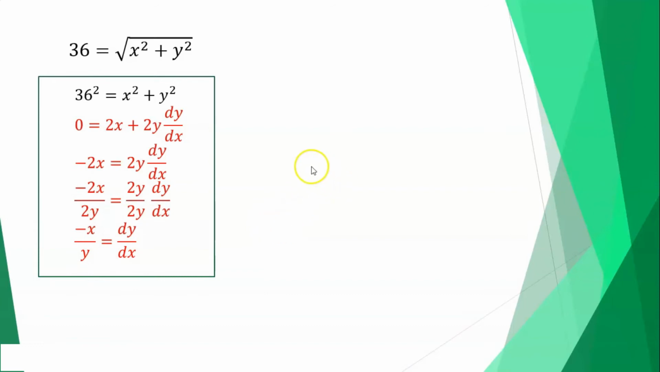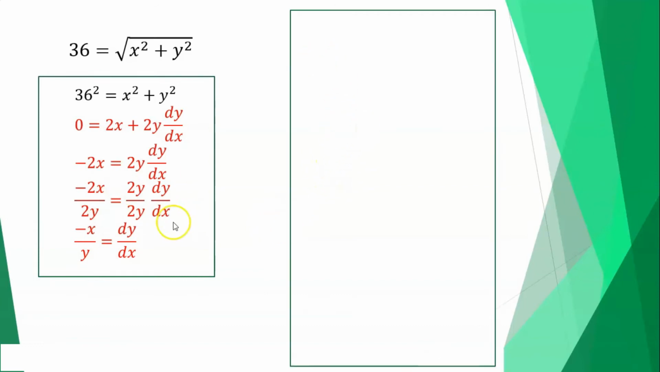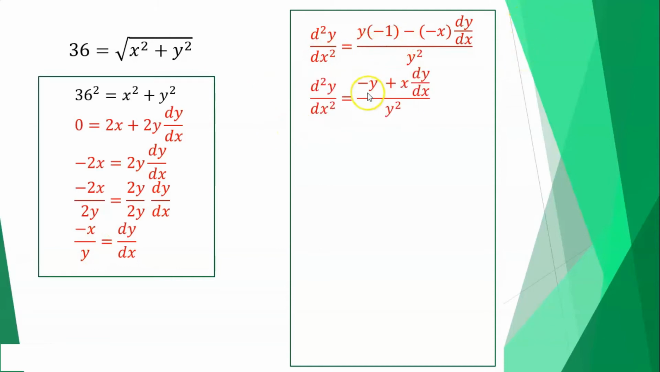Now, we can get the second derivative of this. So the second derivative, d squared y over dx squared, is equal to, again, the denominator times the derivative of the numerator, which is negative 1, minus the numerator times the derivative of the denominator, that's actually dy/dx, over the square of the denominator, which is y squared. Simplifying this, this would become negative y plus x dy/dx over y squared.